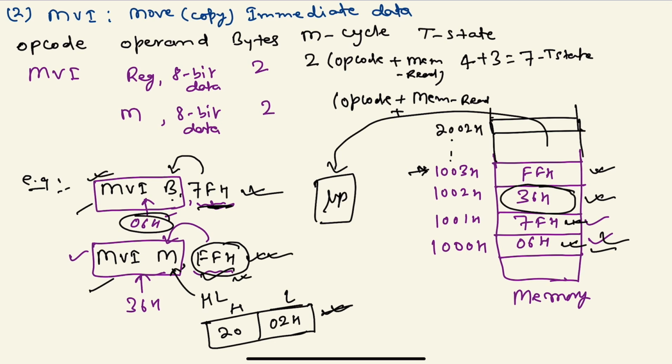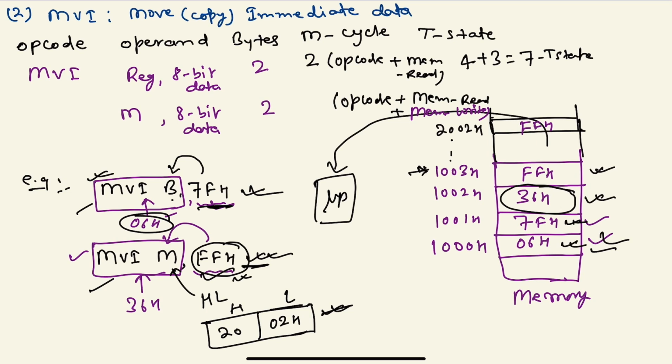So the first machine cycle is opcode fetch, the second machine cycle is reading the immediate data, and the third operation is to store this immediate data FFH into the memory location pointed to by the HL register pair content, 2002H. So at 2002H, it is going to store this 8 bit immediate data, FFH. This third operation is the processor storing at 2002H, and it is called a memory write operation.